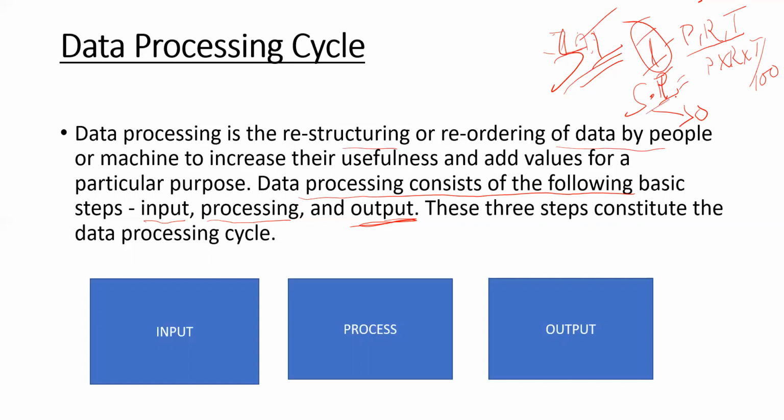The output is the simple interest, and the process will be P into R into T. So that will be in a structure. First we give the input, then we have to process it, then we have to find out the result or the output. These 3 steps will always be there, whether you are doing it manually by writing the algorithm, or converting it into a computer program using a programming language. In both cases, you have to follow this data processing cycle.